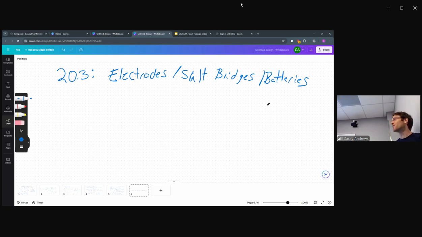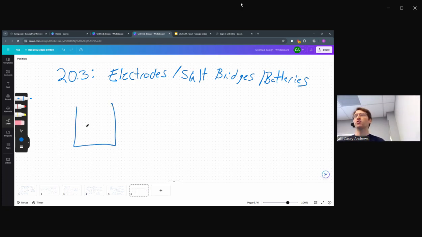We live in a society where there's batteries everywhere. Everybody here is probably carrying multiple batteries on you. I know I'm carrying two, one on my phone, one on my watch. My laptop has a battery in it, right? Everything, for the most part, has some kind of battery component nowadays. And batteries are relatively simple once you know how they work.